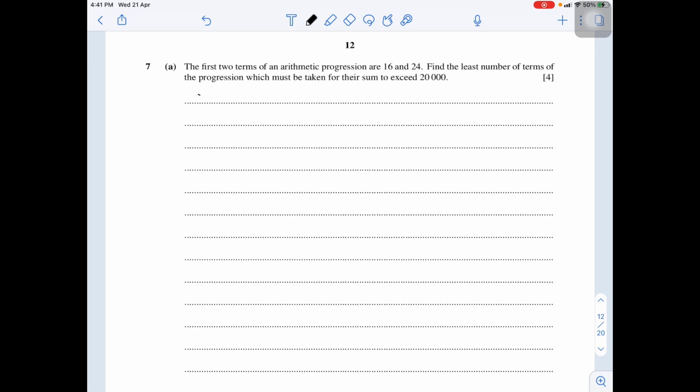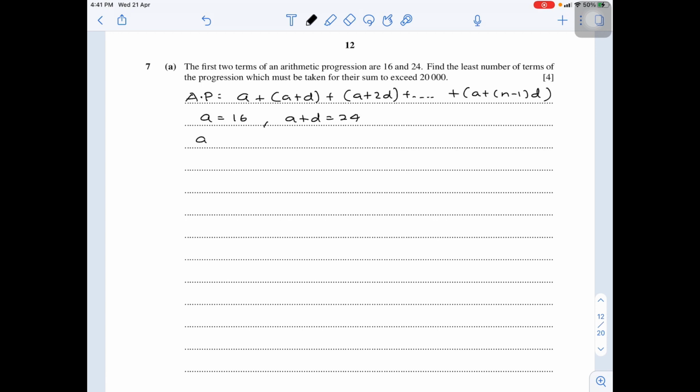Find the least number of terms of the progression which must be taken for their sum to exceed 20,000. All right. Now we know that for an arithmetic progression, the first term is A, then A plus D, A plus 2D, and so on, up to A plus n minus 1 times D.